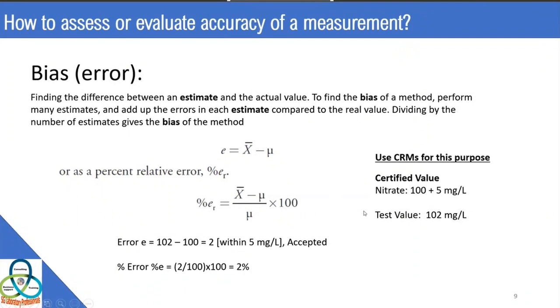For example, if you use a water CRM certificate and the test value is 102, the difference is 2 ppm, so the percentage error is 2%. As per this certified value, it can be anywhere within 5%. That means this is within the acceptable range, so in this case we can say they have passed the accuracy test.